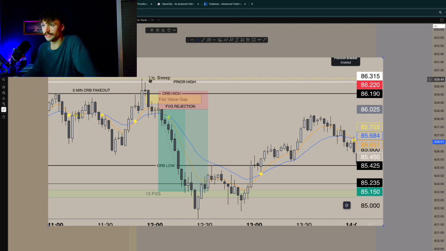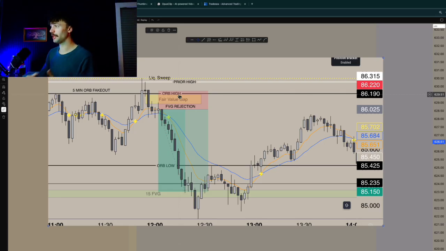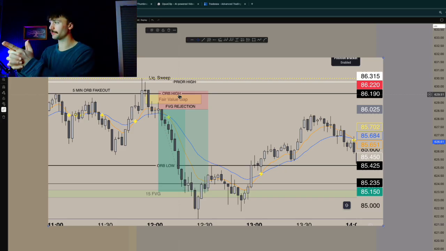So first of all, we see this liquidity sweep and we see this fair value gap. BB model's already met. It is so stupid simple. You're waiting for a liquidity sweep, waiting for a fair value gap, and you're waiting for a rejection off that fair value gap. That's it. That's it. Of course, you want to find other confluences, and that's what we're talking about here.